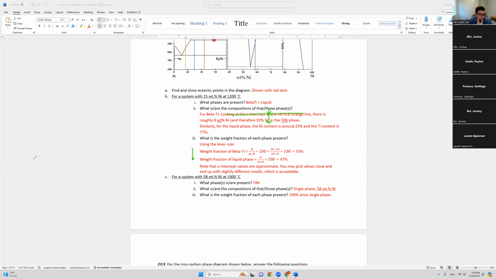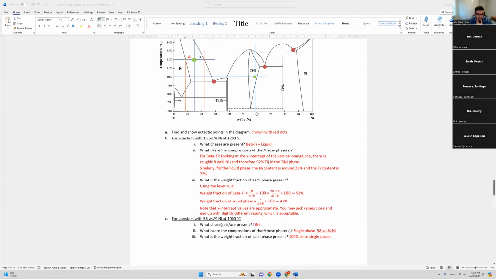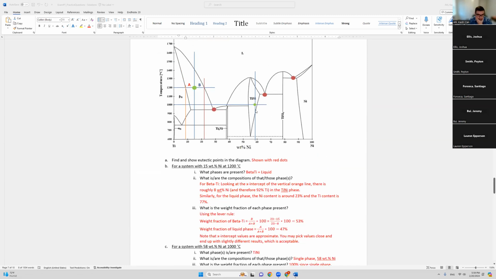So for the system with 58% nickel, what you need to do is find this composition here. This is 58%, and you look at 1000 degrees C, and basically you are at this green point here. So this is actually not similar to B. This is a very easy question.